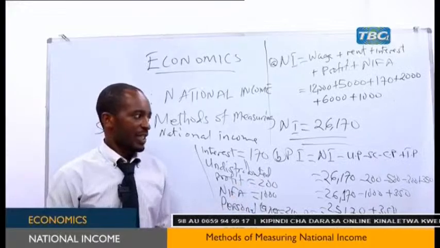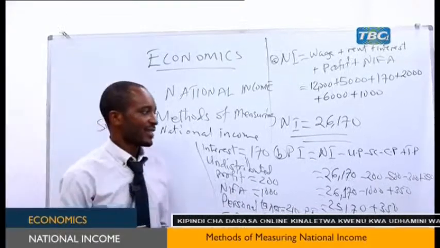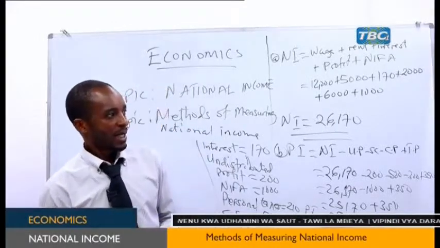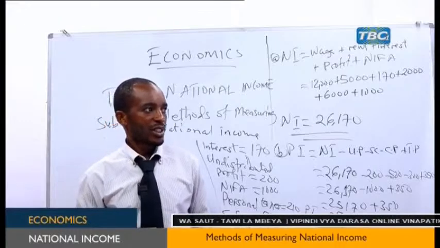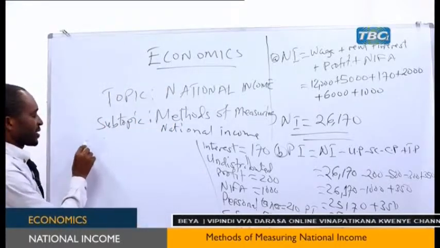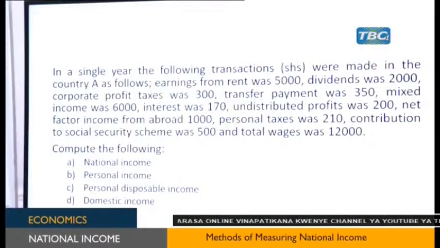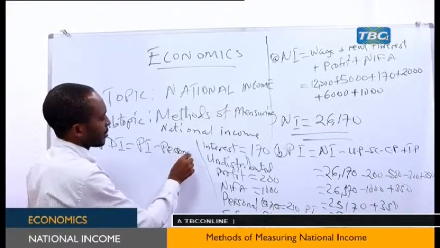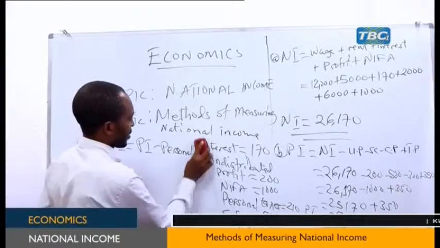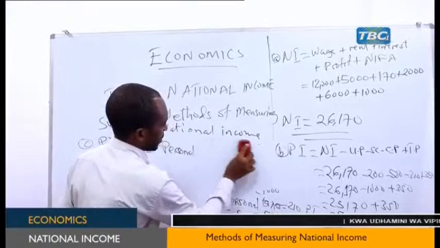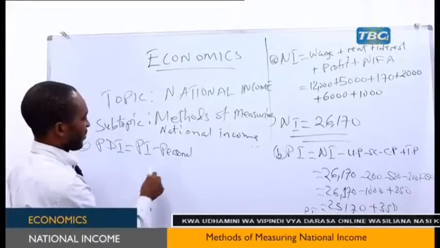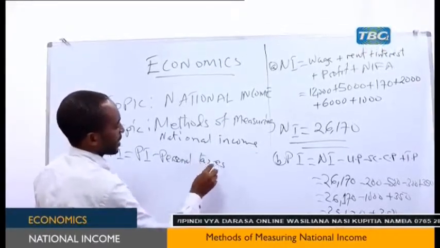The personal disposable income is obtained by taking the personal income less direct tax or personal taxes. So, you can see the personal disposable income is equal to personal income minus personal taxes. So it will be personal income minus personal taxes.